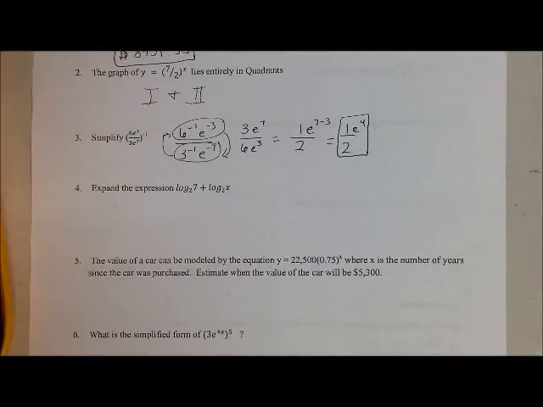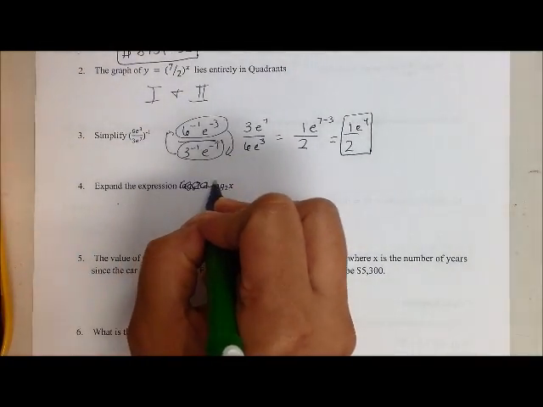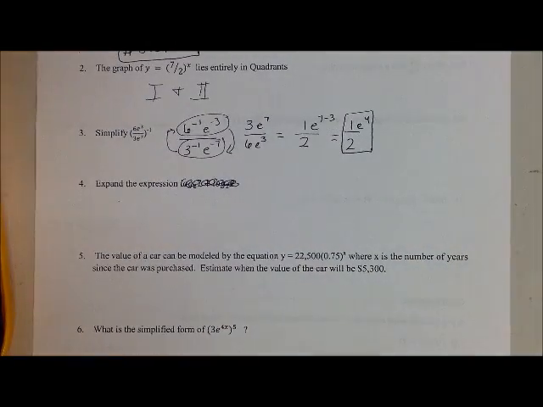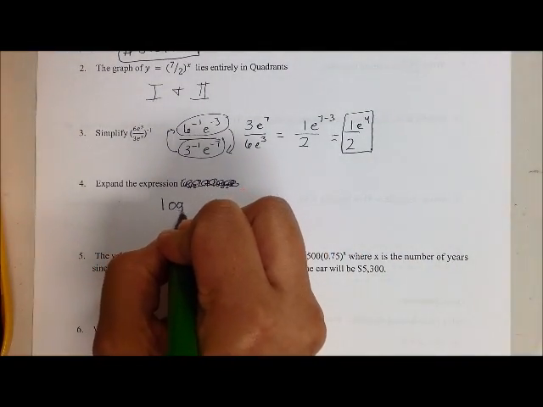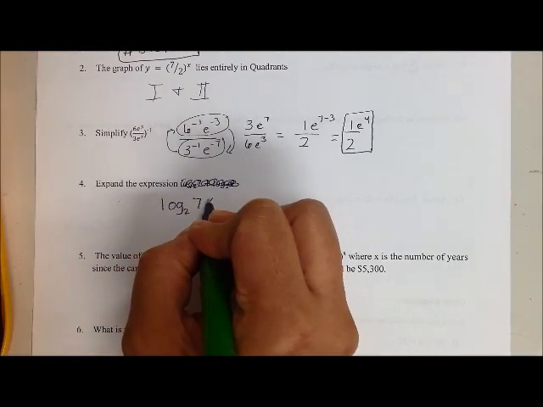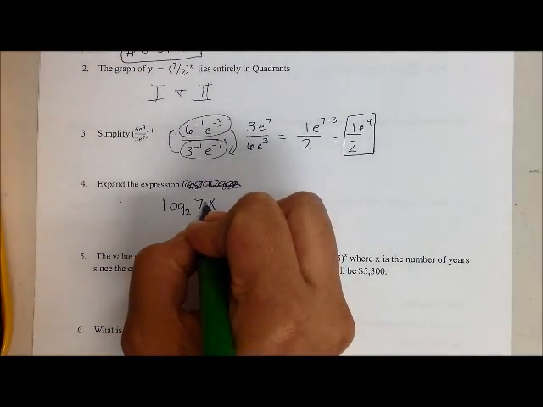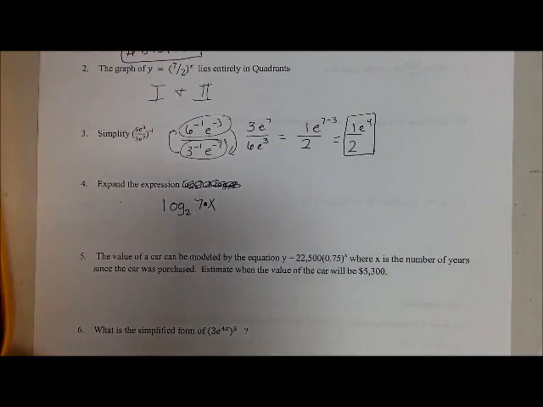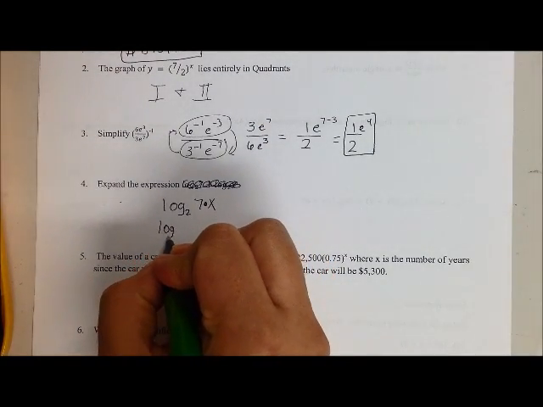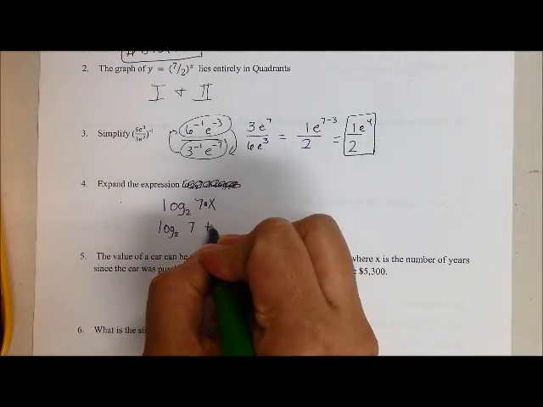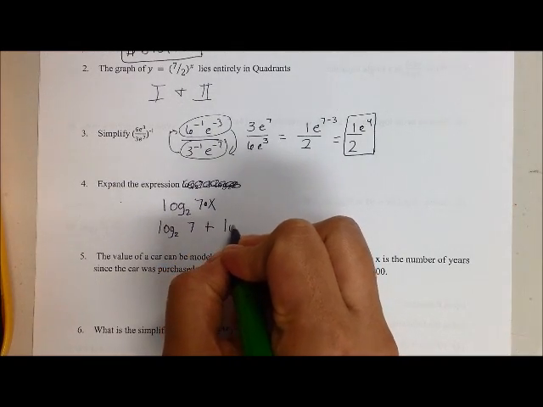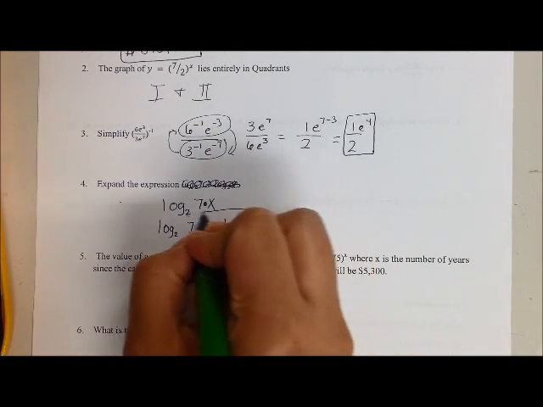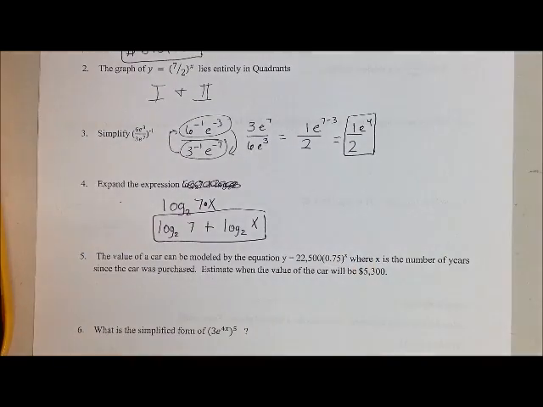Now, for the next problem, I actually gave you the answer, so I'm just going to cross it out, even though I'm going to have to rewrite this again. But let's say you had log base 2 of 7 times x. Because this here means multiplication, the rules of logarithms are multiplication becomes addition. So in this case, I would have to do two separate logs: log base 2 of 7, plus, which really means multiplication, log base 2 of x. This is you expanding that problem, because multiplication becomes addition.